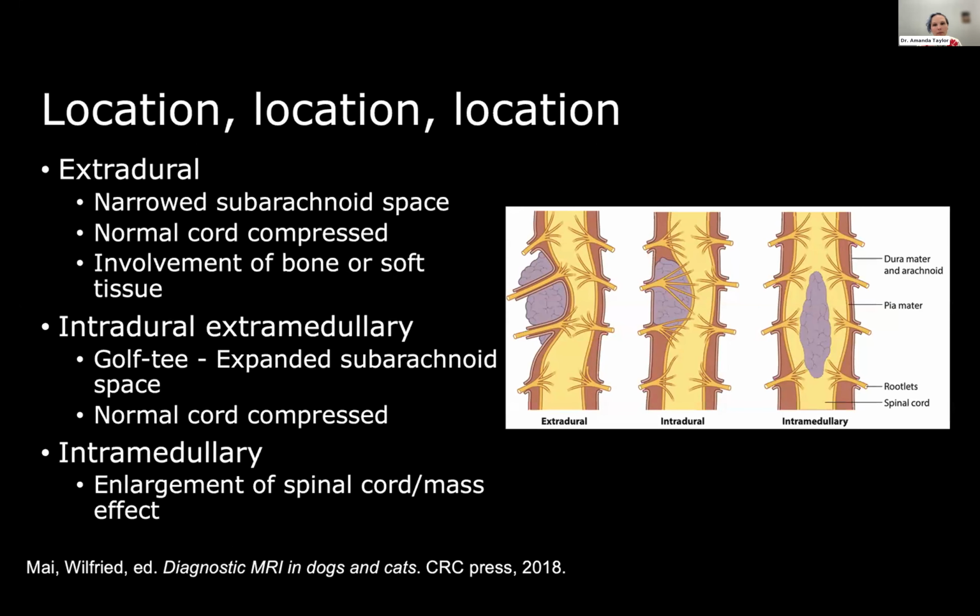When looking at the vertebral column, I think there's nothing more helpful than examples of how this looks on myelogram. You can apply a lot of those rules directly to MRI. With extradural lesions, such as those depicted in the image on the left, you will see a narrowed subarachnoid space where that space collapses down, a normal spinal cord which is being compressed, and you may or may not have involvement of bone or soft tissue, just like with extraaxial lesions of the brain. With intradural lesions, you will see an expansion of the subarachnoid space, as it is the area that the lesion is occupying, and the spinal cord will be compressed. And with intramedullary lesions, we tend to see significant enlargement of the spinal cord and a narrowing of the subarachnoid space.